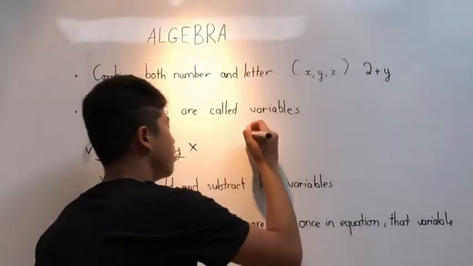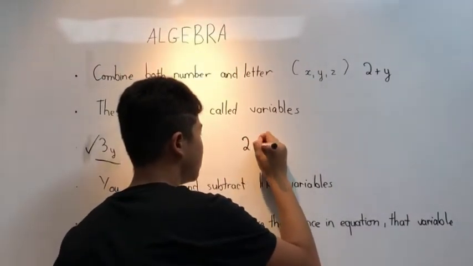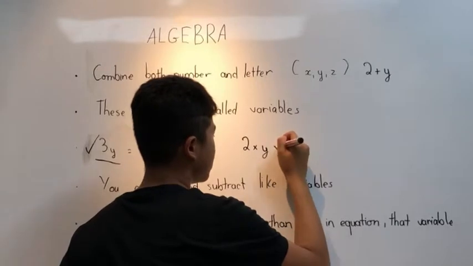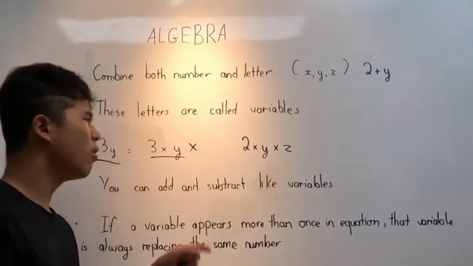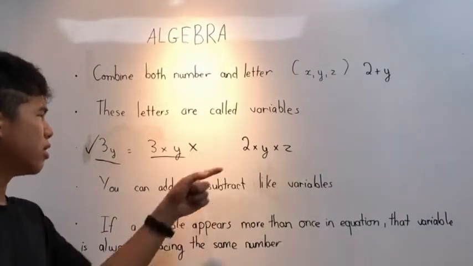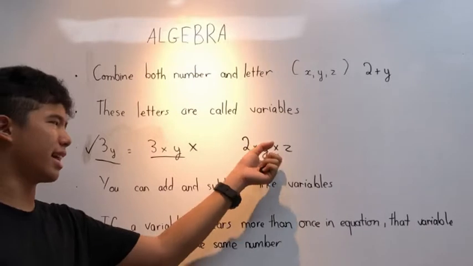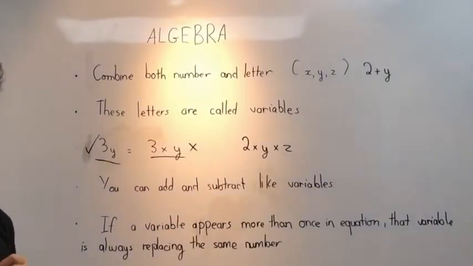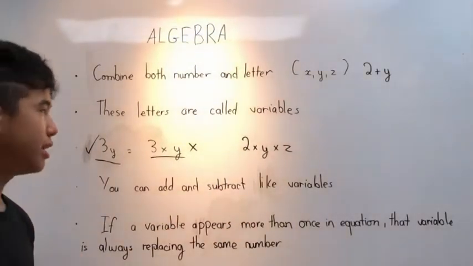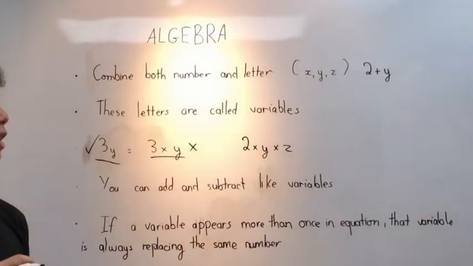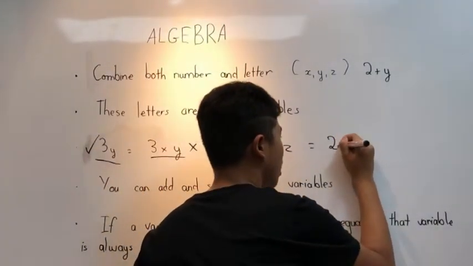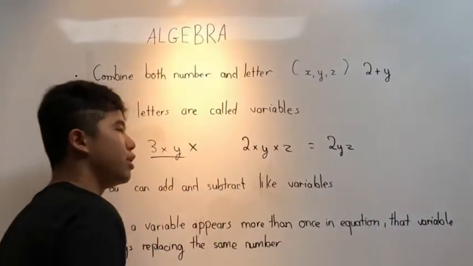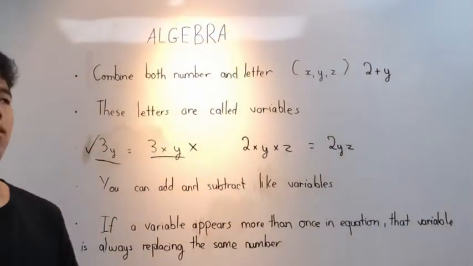For example, 2 times y times z. Writing the multiplication signs would be a little bit confusing. So if you want to write it down on your paper, you should write it like this: 2yz. That means 2 times y and then times z.